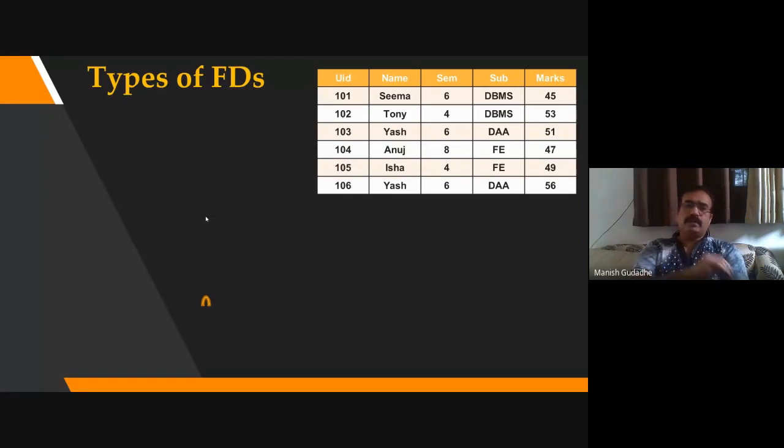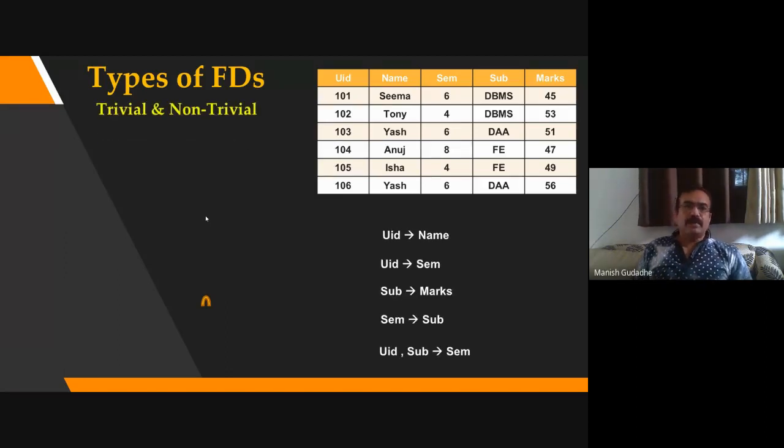Now we'll just see what the types of FDs are. There are two types of FDs: trivial and non-trivial. These are the FDs which hold on this particular relation. Along with that, we have two more types, called multi-valued dependency and transitive dependency, that we are going to see later once we proceed in normalization.